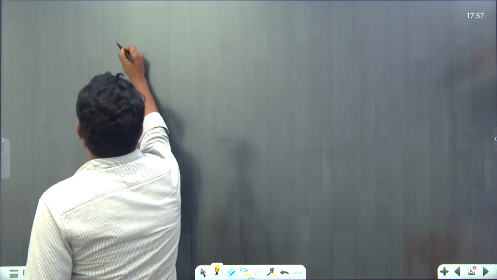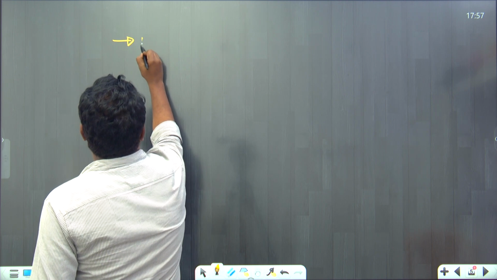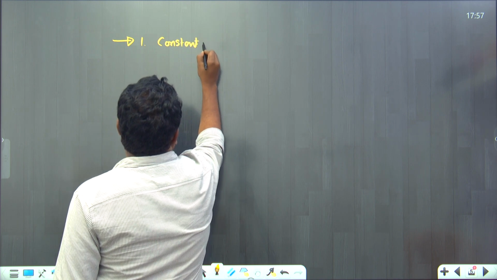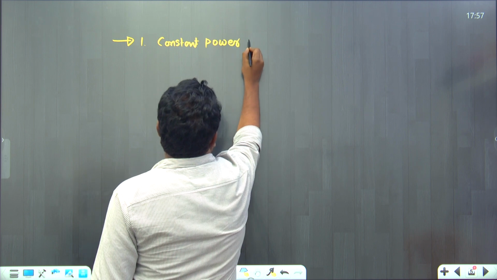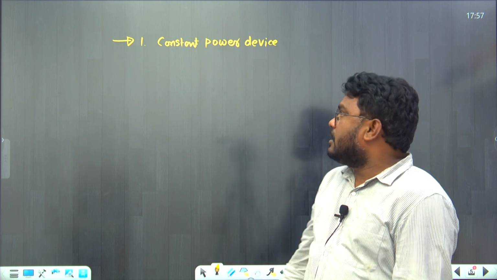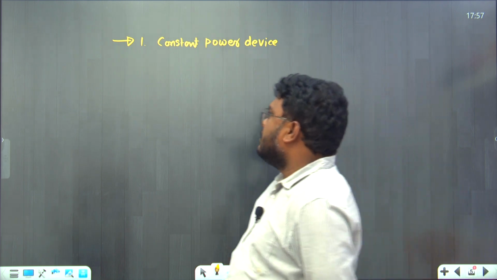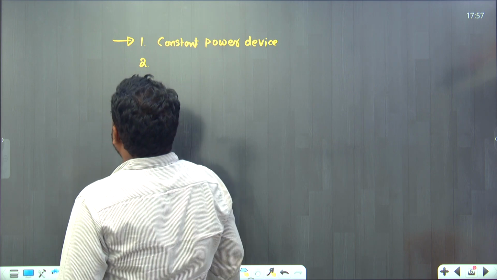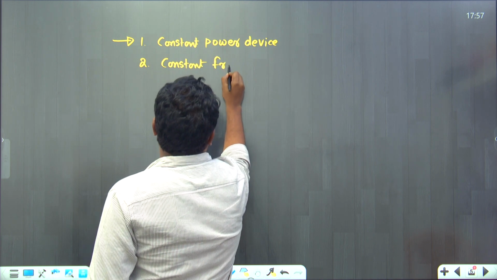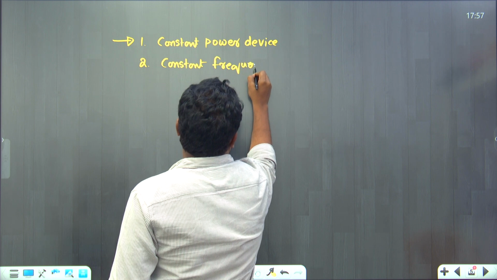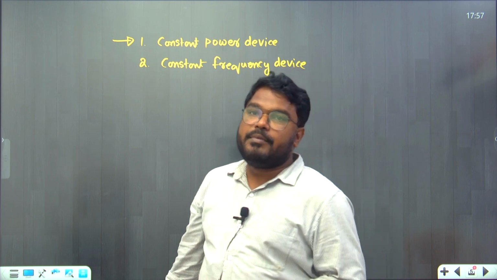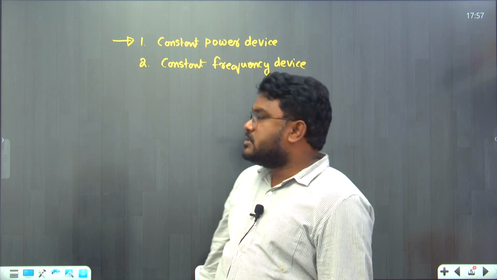The first point: the transformer is a constant power device. The power is constant from the primary winding to the secondary winding. The second point: the transformer is a constant frequency device. The frequency of the induced EMF in the primary winding and secondary winding remains the same.